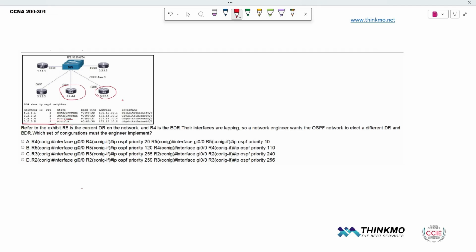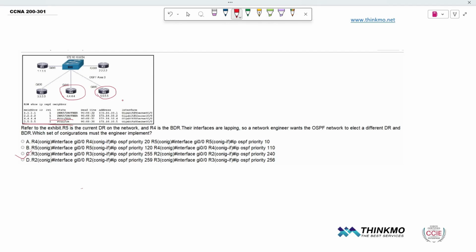The reason is that the network administrator wants the OSPF network to select different DR and BDR. So which operation should be implemented? This question is a bit wordy. Basically, it's asking whether we can let other devices serve as the DR or BDR. So the correct answer to this question is C. That means we want 2.3 to become the DR.